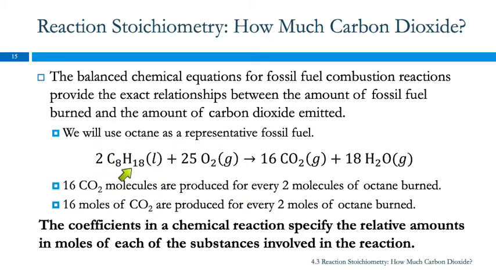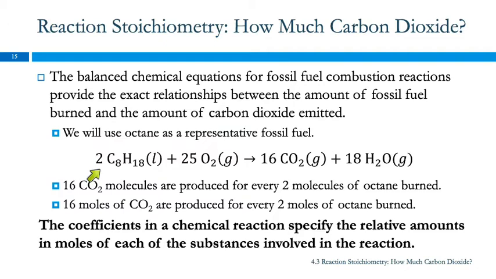This is a component in gasoline. At room temperature, it's a liquid. When it burns, it combines with oxygen, which is a gas, and the products are CO2 and water. Heat is also generated, and so that's why these are both gases. Balancing the equation, we come up with these coefficients 2, 25, 16, and 18. Those numbers seem a little high, but that's what they are.